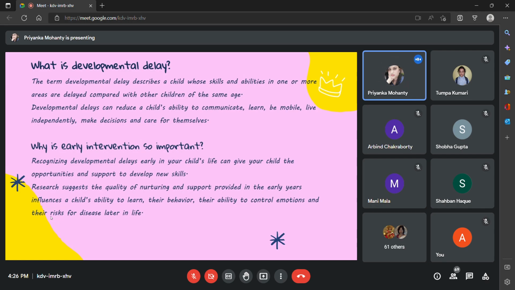What is early intervention? Why is early intervention so important? Recognizing development delay early in your child's life can give your child the opportunity and support to develop new skills. Research suggests the quality of nurture and support provided in the early years influences a child's ability to learn, their behavior, the ability to control emotion and take risk for disease later in life.